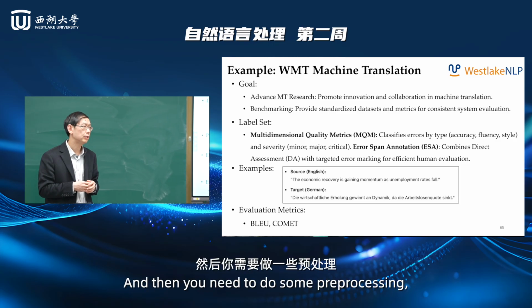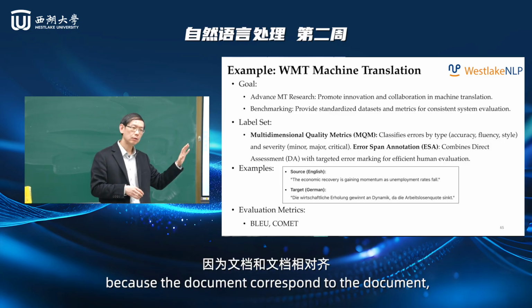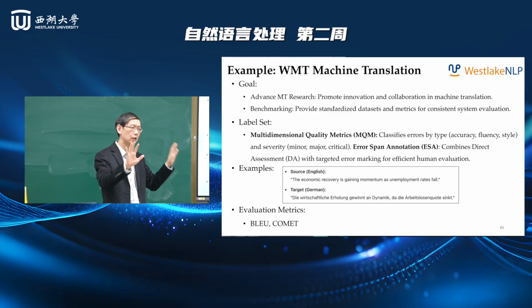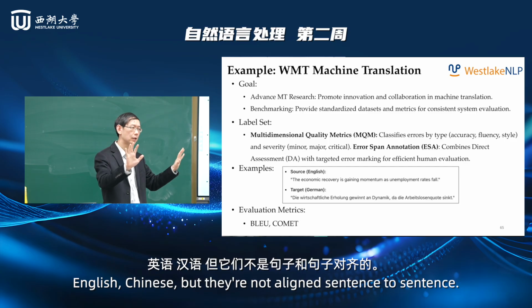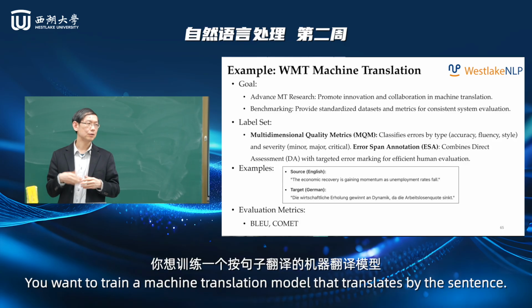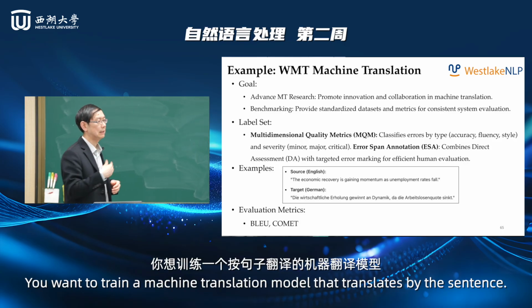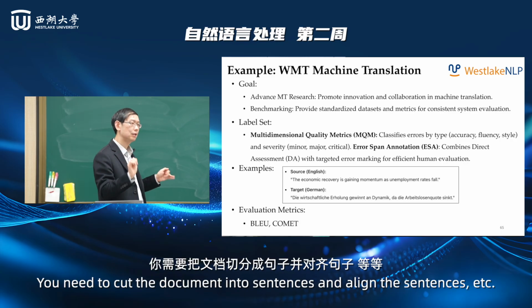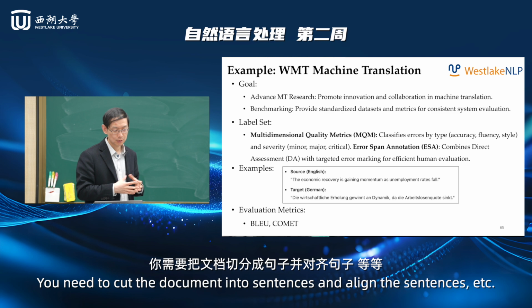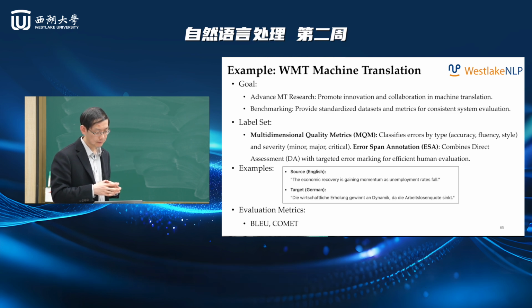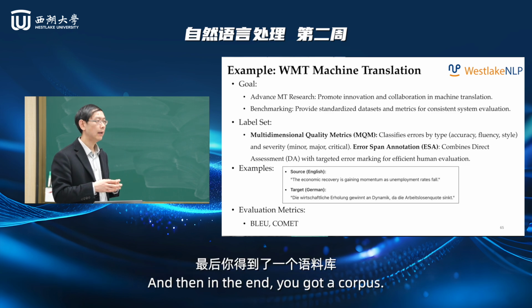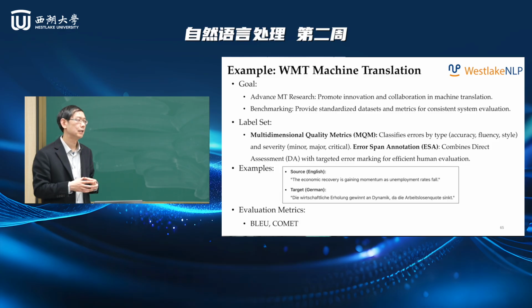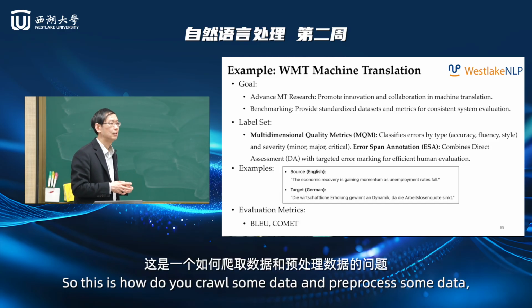And then you need to do some pre-processing, because the documents correspond, English to Chinese, but they're not aligned sentence to sentence. You want to train a machine translation model that translates by the sentence. So what can you do? You need to cut the document into sentences and align the sentences, etc. And then in the end, you get a corpus. So this is how you crawl and pre-process data.